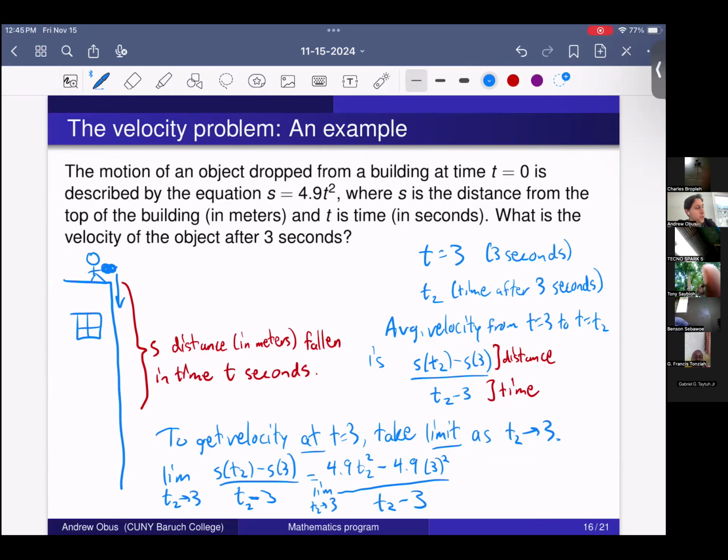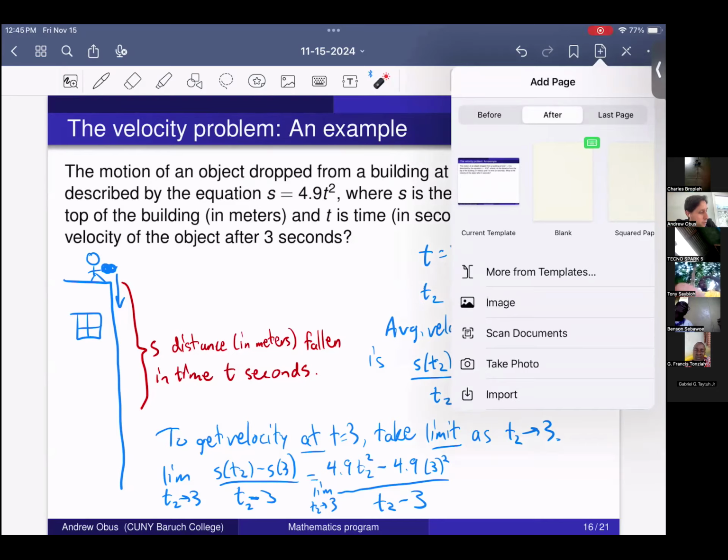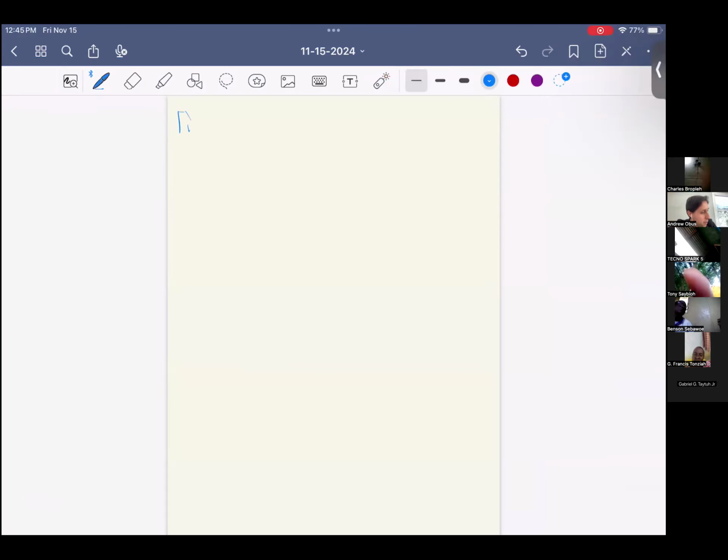Okay, so this is what we have to do to calculate the velocity. We do, again, this difference quotient, which gives you an average velocity, and then we take the limit as the second time approaches the time that we care about. Just like with the secant line, we took the limit as the point approached the point we care about. With time, we take the limit as the time approaches the time we care about. So let me just evaluate this on another page. I'll rewrite this problem. We want the limit as t2 approaches 3 of 4.9 t2 squared minus 4.9 times 9, divided by t2 minus 3.